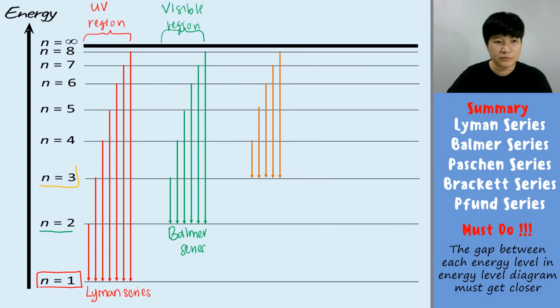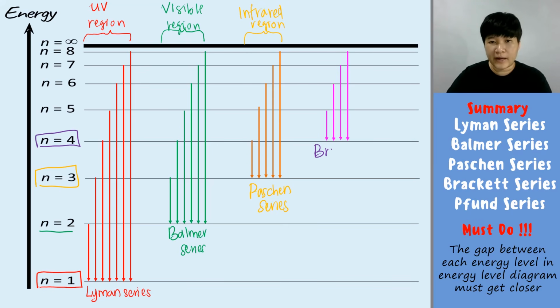Next, when everything drops to n equals 3, that is your Paschen series. And in this series, all the wavelengths will drop into the infrared region. Next, when all the transitions stop at n equals 4, that is your Brackett series. Check the spelling, double T. So this Brackett series will produce light that has wavelengths also within the infrared region.